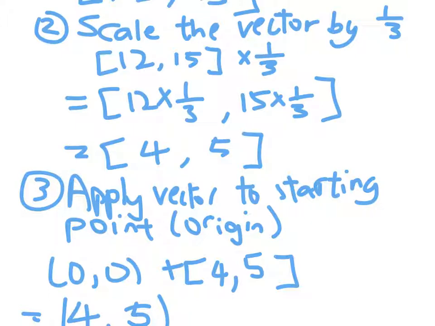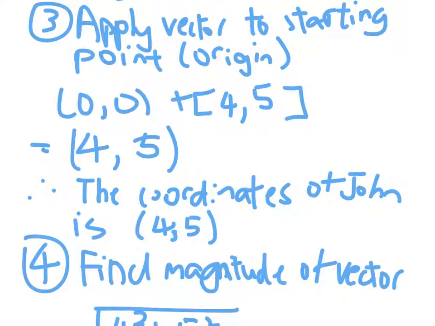Then, we have to scale the vector by 1/3, since John only walked 1/3 of the distance. So 12, 15 times 1/3: 12 times 1/3, 15 times 1/3, and the vector is 4, 5. We apply the vector to the starting point to find John's coordinates. So 0, 0 plus the vector 4, 5, and the coordinates of John are 4, 5.